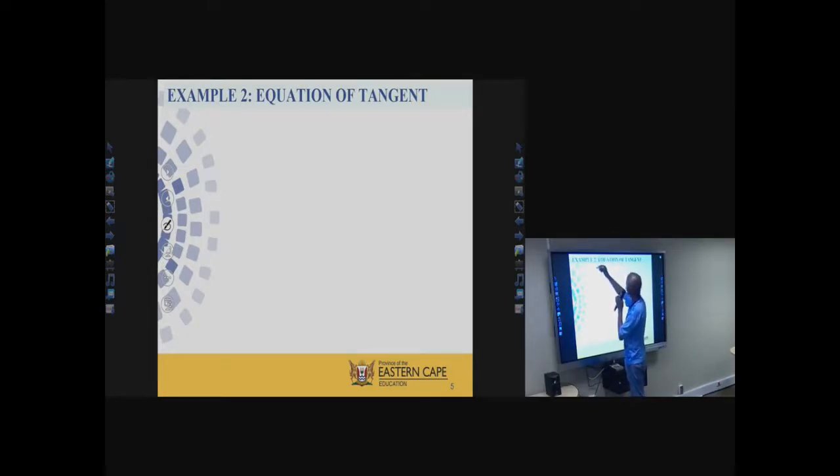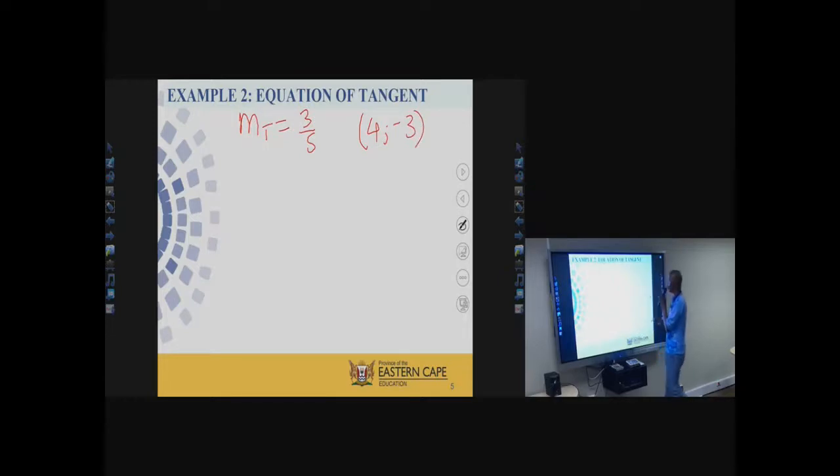Let's say you were having that point, the gradient of a tangent. Was it 3 over 5 or 5 over 3? 3 over 5, right? And you had a point there which was having coordinates 4 and negative 3. I just wanted you to see another way of removing the brackets, because there's not only one way. Then you have y minus y1 is equal to m into x minus x1. So this is x1 and y1.